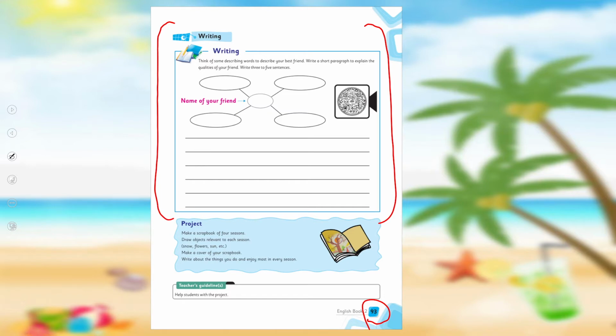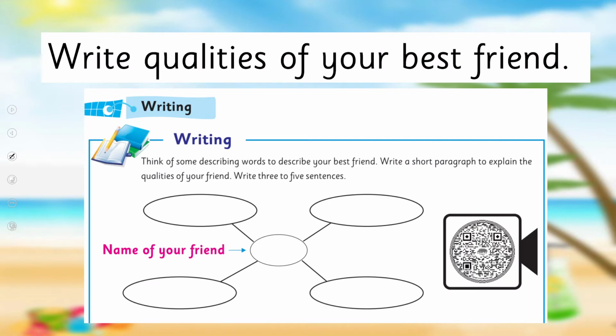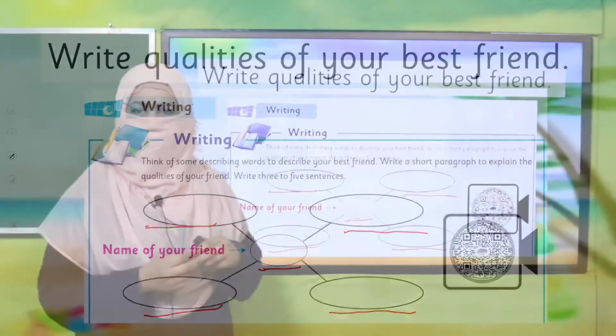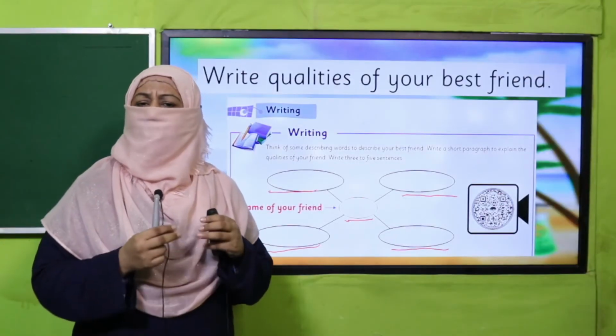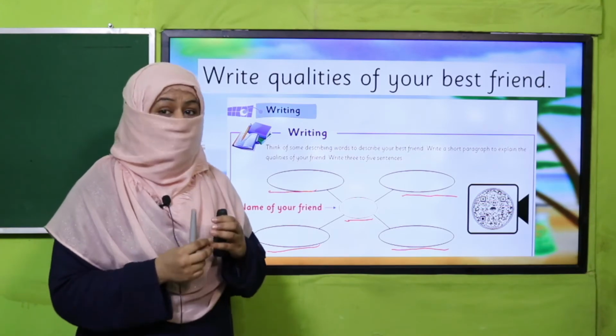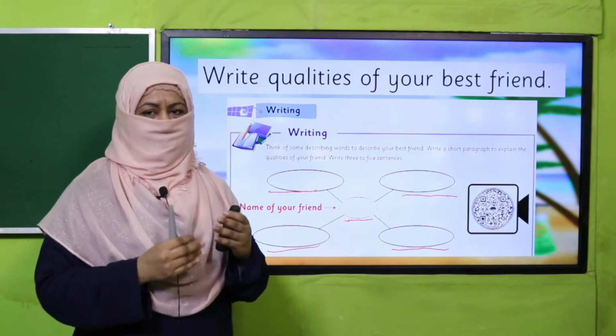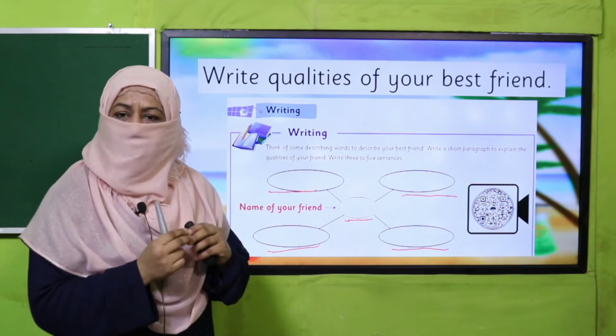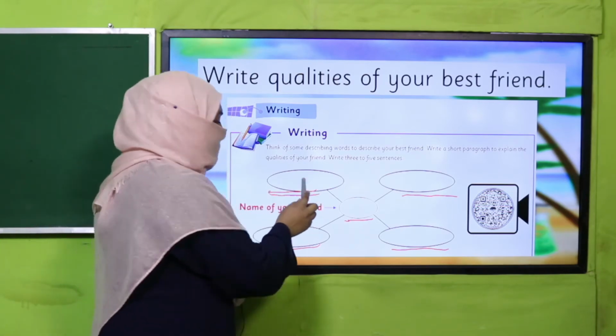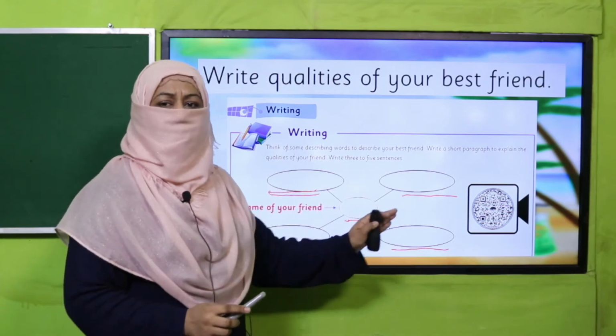Okay, first of all, what you are going to do, all of you will write the name of your friend over here, and you will write qualities of your friend in the given space. Okay, for example, if I want to describe my friend: she is intelligent, she is hardworking, she is punctual in salah, she offers 5 times namaz, and many things like that. So such type of describing words, first you will write only describing words in this space.